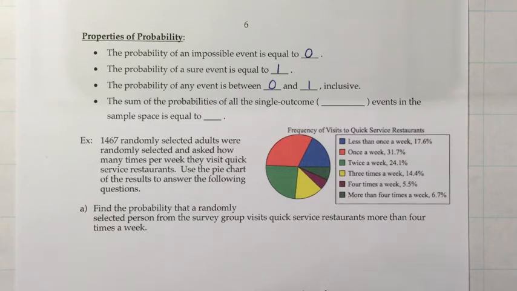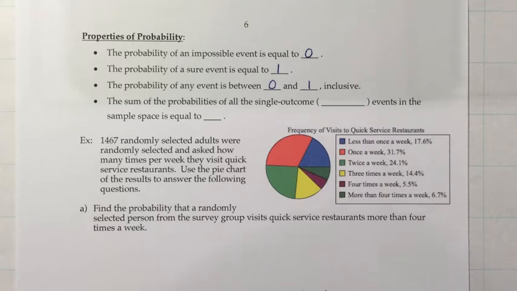If you get a negative answer, it's wrong. If you get 1 point something or anything bigger than that, it's wrong. Probability has to be between 0 and 1. So think about that when you get answers, and if you ever get something negative or bigger than 1, you know it's wrong. So go back and look at your work and see if you can figure out what went wrong.